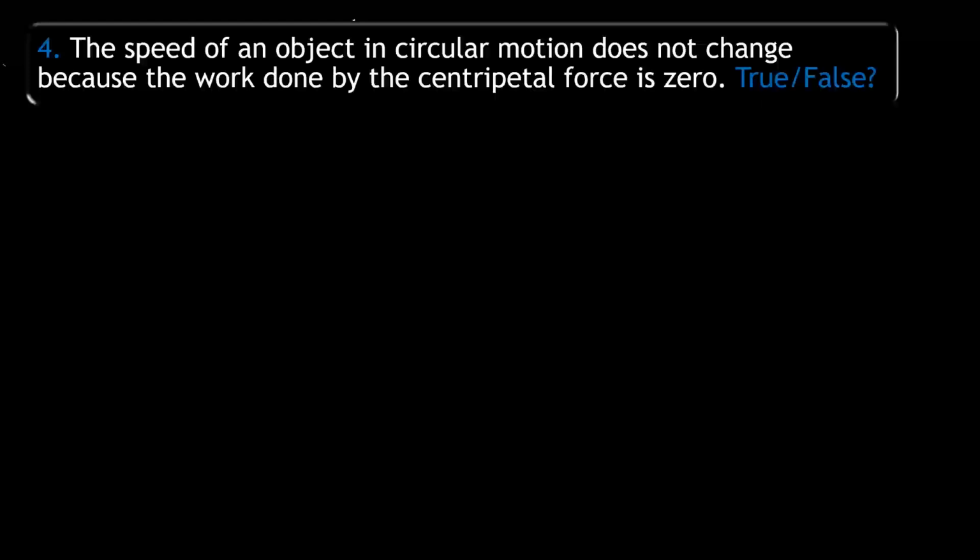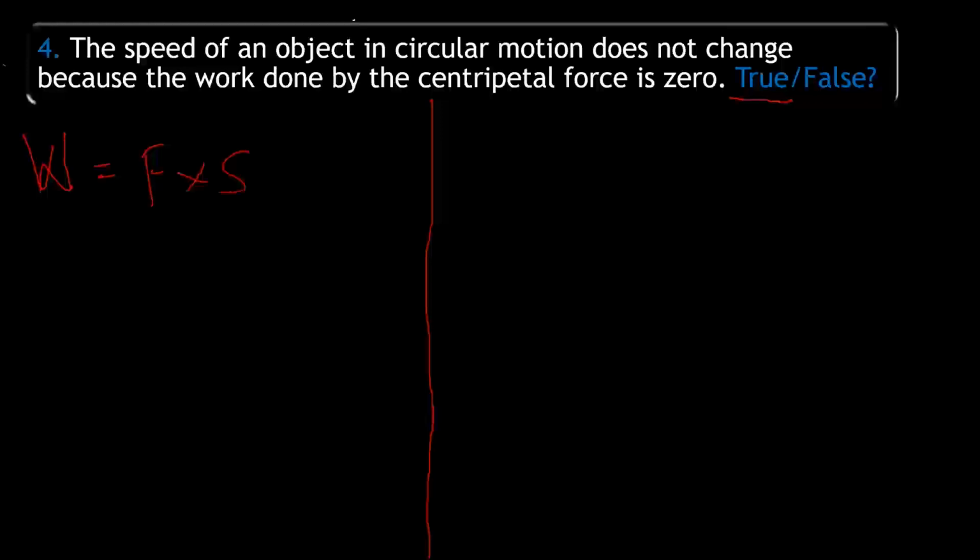Next, the speed of an object in circular motion does not change because the work done by the centripetal force is zero. True or false? The answer is true. Now remember that, again, let me divide my board. Remember that work done is equal to force times distance. But of course, let me use x as my distance.